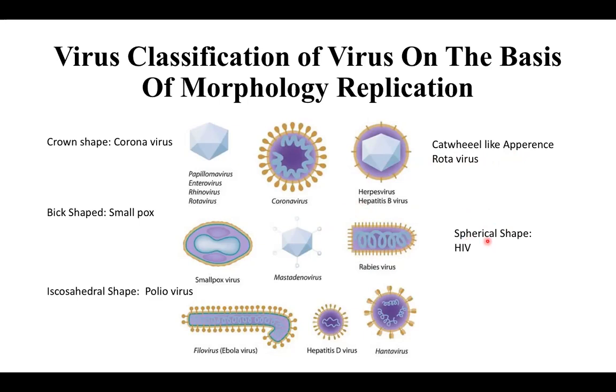Some of the viruses have spherical shapes, or oval shapes, or round shapes. These viruses may be the human immunodeficiency virus, or the mumps, measles, rubella, influenza virus A, B, C, parainfluenza virus, or the hepatitis virus. They are spherical or oval in shape by nature.